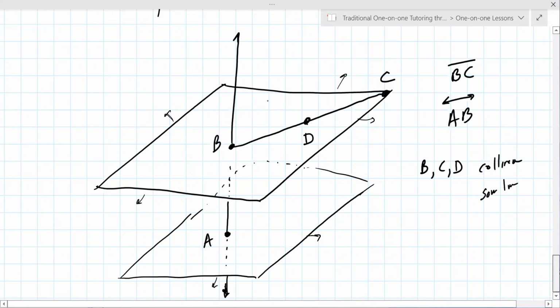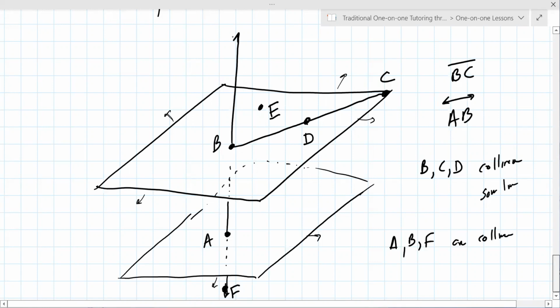But here, let me draw another point. Here's point E. Is it collinear with B, C, and D? No, it's not touching them. Now, here's a point down here. We'll call that F. A, B, and F are collinear because they're on the same line.